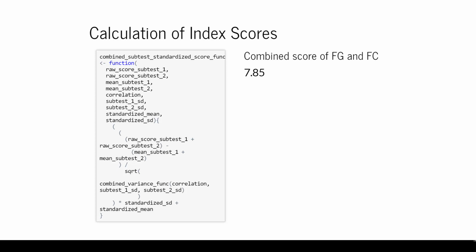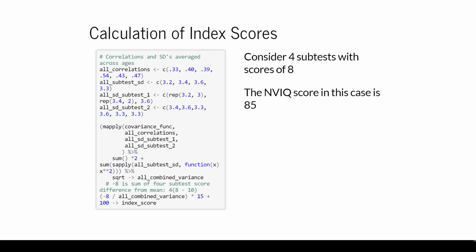And that's just with 2 subtests. What's going to happen is, as the number of subtests increases, that index score is going to be more extreme. As you add on more subtests, the standard deviation of the pooled subtests will lower. We said that then increases the extremity of that overall index score.